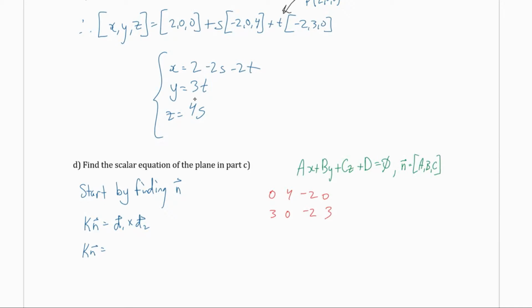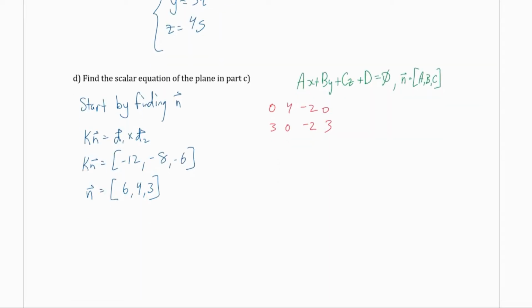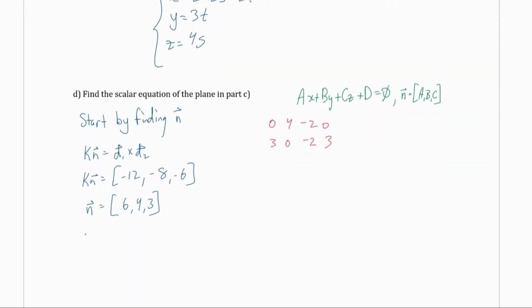So this is going to be negative 12, negative 8, negative 6, okay? Just doing the calculations required. And the reason why I call that Kn is because I might be able to simplify this, and that's just going to make my life easy. So I'm going to divide it by negative 2, it looks like, and that's going to give me 6, 4, and 3. And isn't that a little bit of a nicer normal to work with than the original one that I got from the cross product? Okay. All right, so that gives us the normal.